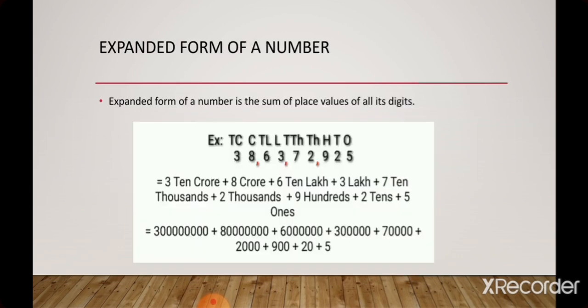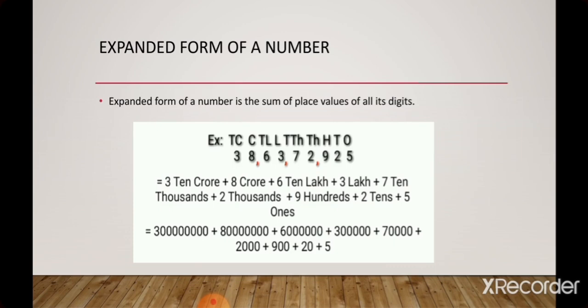So first we will see about expanded form of a number. Expanded form of a number is the sum of place values of all its digits. You can see here one example. 38,63,72,925. So for these digits you should write first place values. So after writing the place value, first you should observe which digit in which place. Then after that you should write all the digits with place value and the sign of plus.